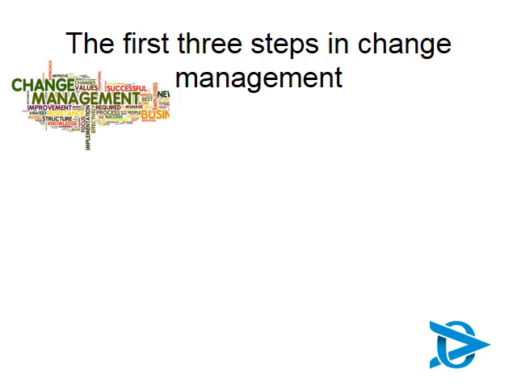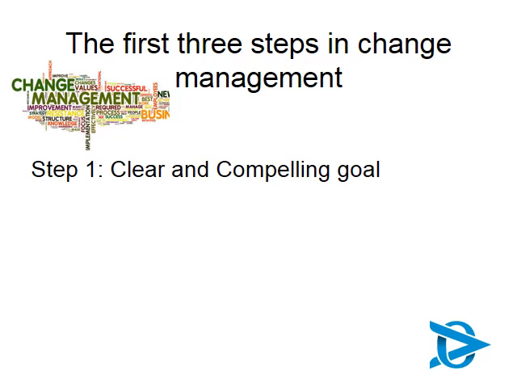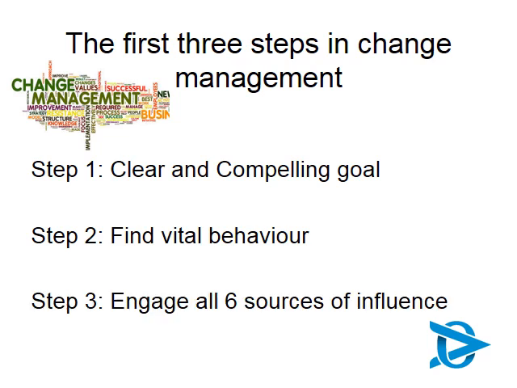The framework that we are going to use in change management for this particular case is simple and easy to understand. Step 1, establish a clear and compelling goal. Step 2, find the vital behavior needed for the change. And step 3, engage 6 sources of influence to support the behavior change. I want to apply these 3 steps to a consultation with a patient who is biologically failing and where adherence to treatment is an issue.